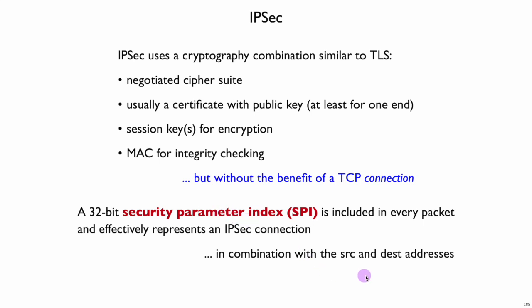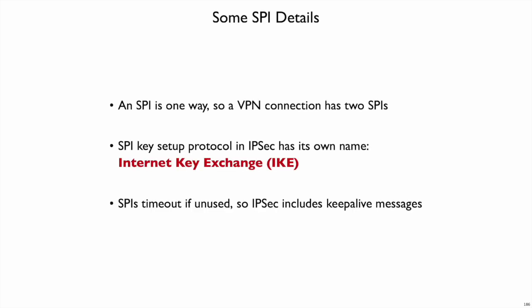This SPI is used in combination with the source and destination addresses, which we do have, to represent the connection overall. Just a few more details on an SPI. It turns out to represent only one direction of a connection, unlike the bidirectional representation of a TCP connection. And so a VPN connection over IPSec is actually going to involve two SPIs, one from the client to the server and another for the server back to the client. The protocol that you use to set up a connection represented by an SPI has its own name, and that's the Internet Key Exchange.